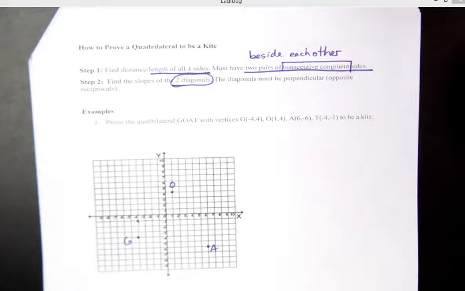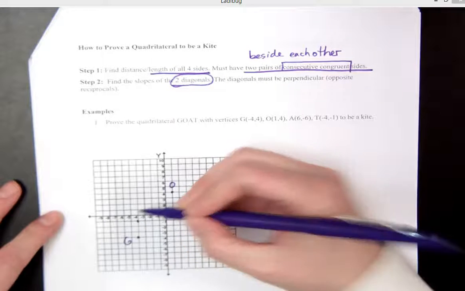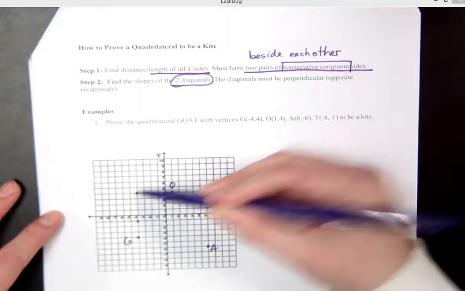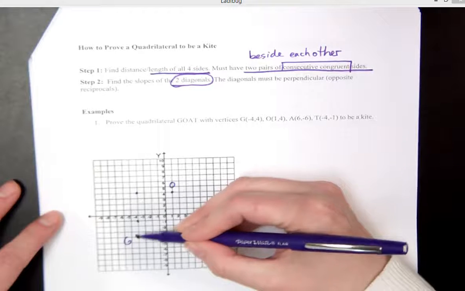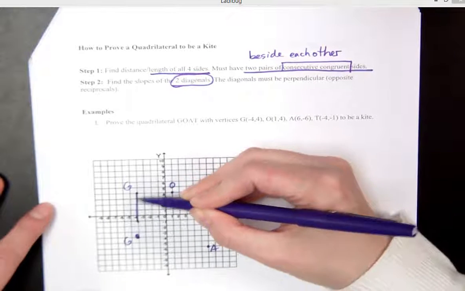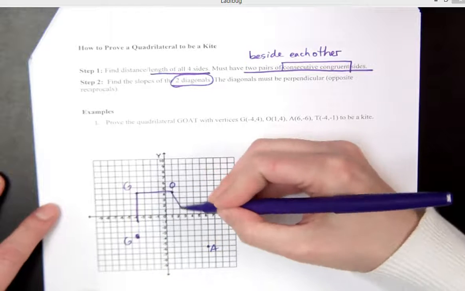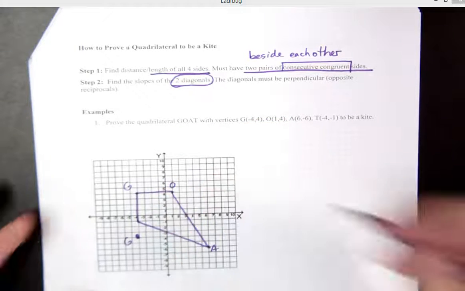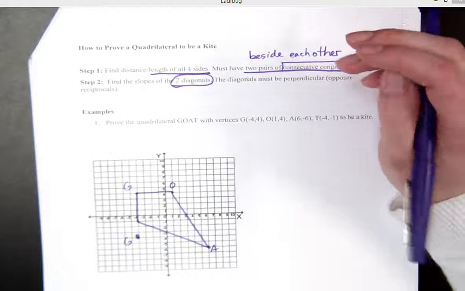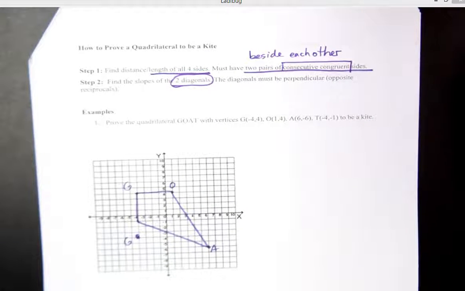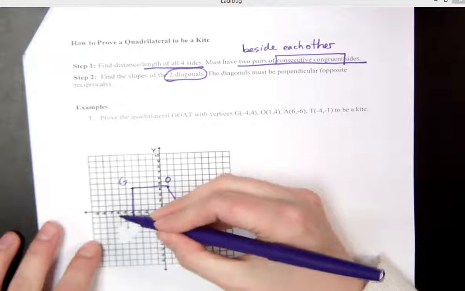Yes, I graphed something wrong. What did I do wrong? G is supposed to be up. Thank you guys for raising your hands so quietly. Okay, did I graph it right now? And that'll be something to watch out for in your project, that you double check your lines if things aren't looking quite right as you're figuring out what it is. Okay, so we have it graphed.